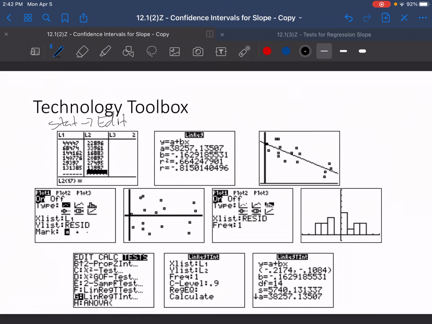And so once we have that, what we would need to do from there is go to stat and calc. So stat, calc, and 4 to find our linear regression line.